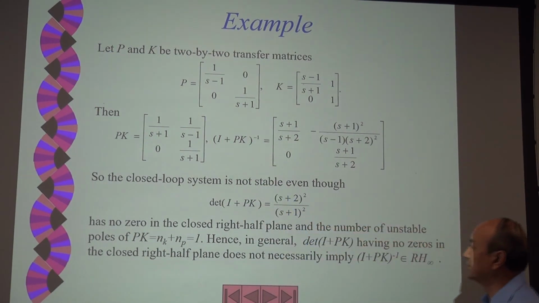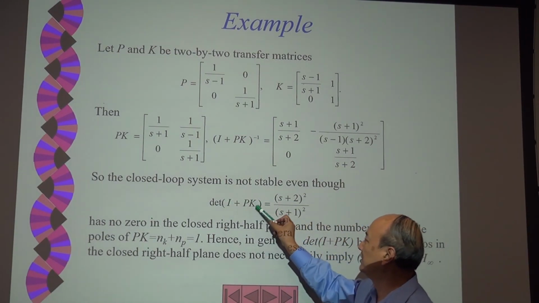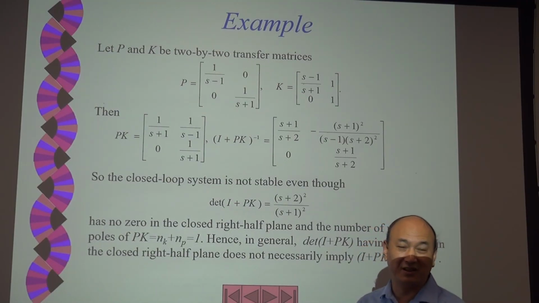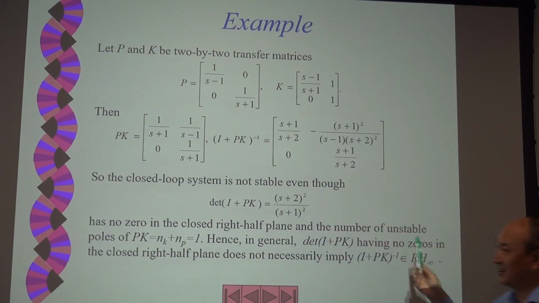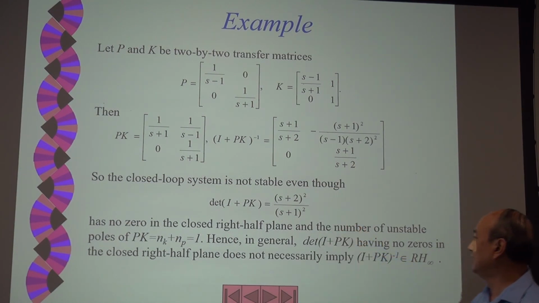Okay, matrix inverse. In other words, we need to check this guy's determinant, but that's not enough. And the determinant looks fine. Okay, looks fine. So checking this is not enough. Checking this is enough. So having this determinant with no zeros in the closed right half plane does not necessarily mean this thing is stable. Okay, which is very true.